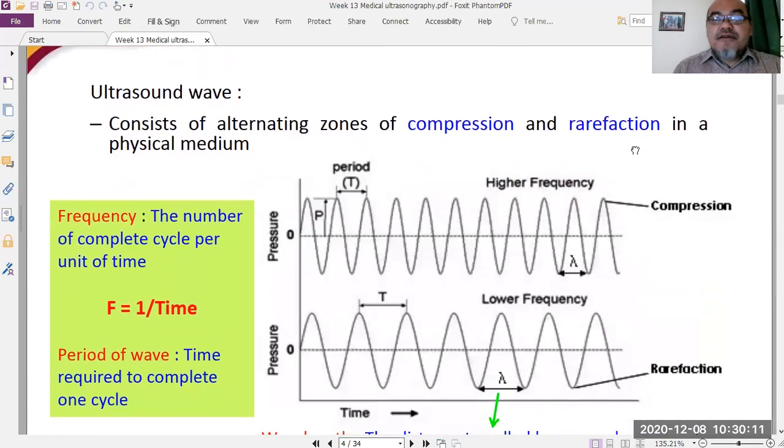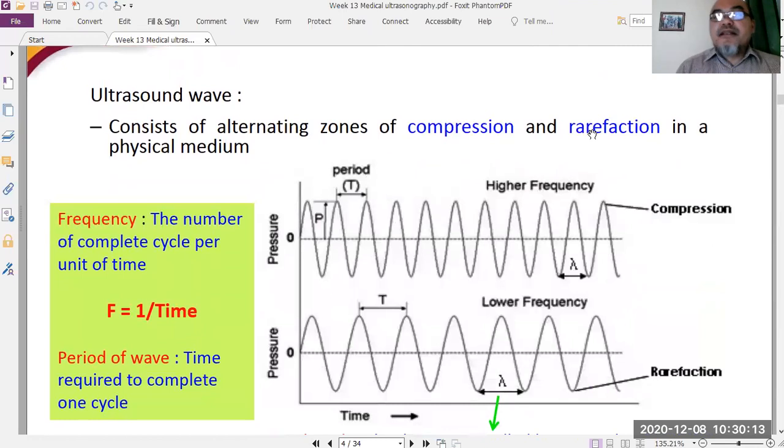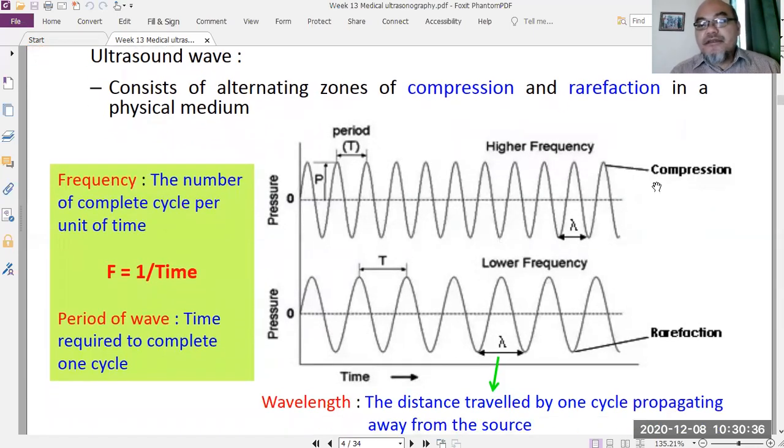An ultrasound wave consists of alternating zones of compression and rarefaction. In a physical medium, as I mentioned, it is a form of longitudinal wave, in the sense that the oscillation is in the same direction as the propagation direction. For example, if this is the function of pressure as a function of time.